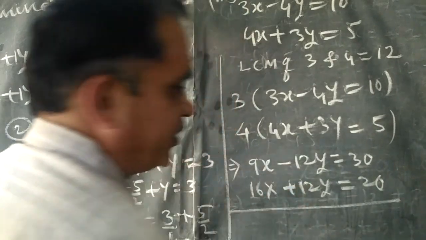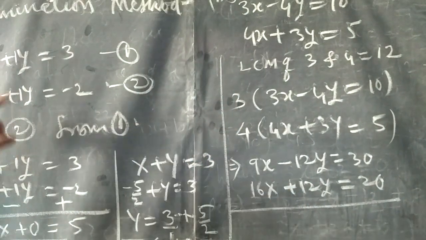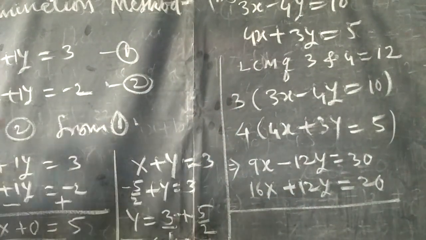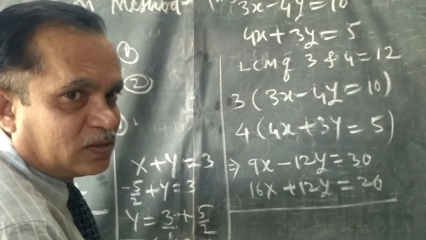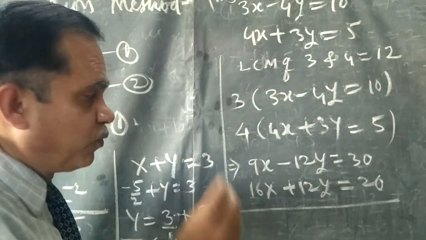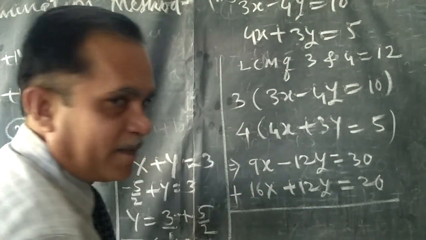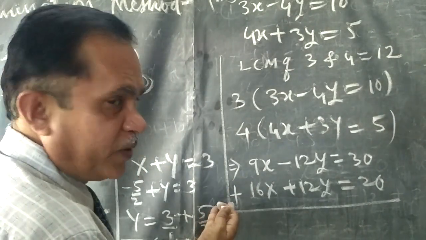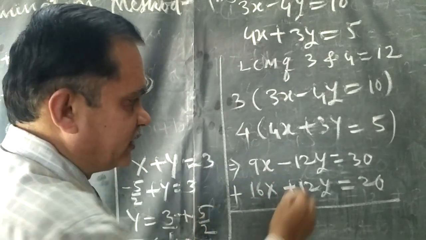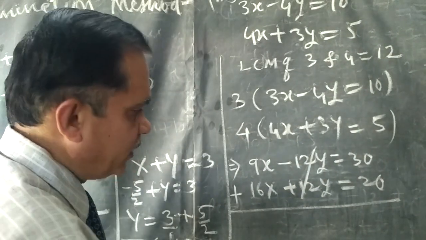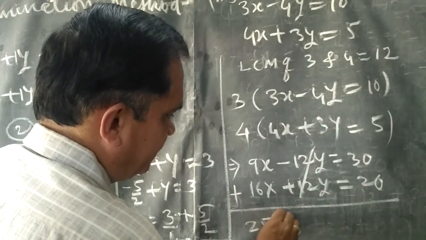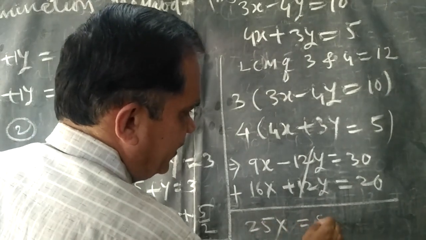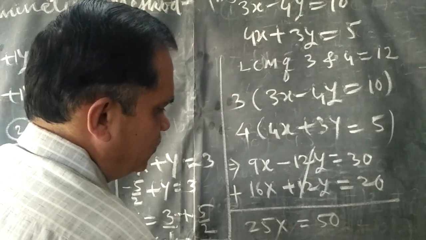After making the coefficients equal, we decide whether to subtract or add. Earlier we subtracted. Now see here, the signs are opposite, so we will add directly. If we add, the y terms cancel. See how simple. 9 plus 16, how much? Yes, 25. 25x equal to 50. So x equal to 2.